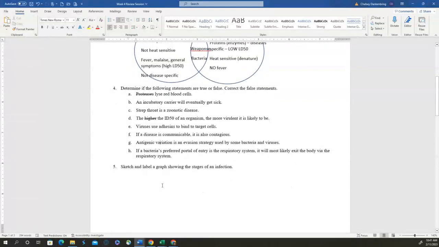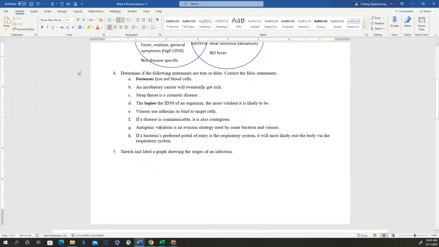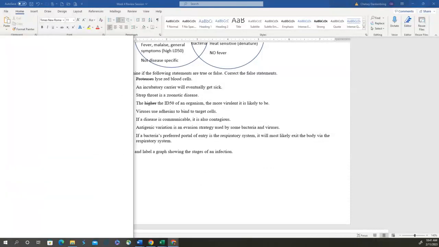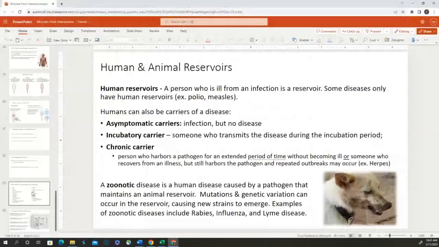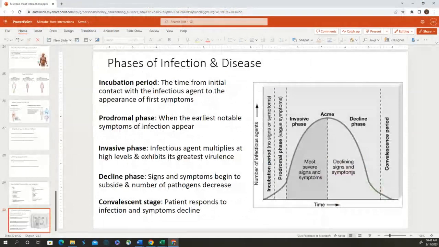All right, so I'm going to skip number 5, sketch and label the graph showing the stages of a disease, because I'm just going to put it on the screen instead. This is what we would be sketching out, okay? So make sure you're familiar with this because this is going to come into play as well in Unit 4. So let's just talk through it really quick.